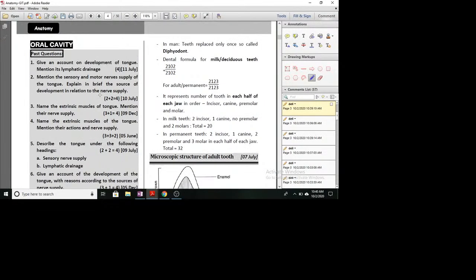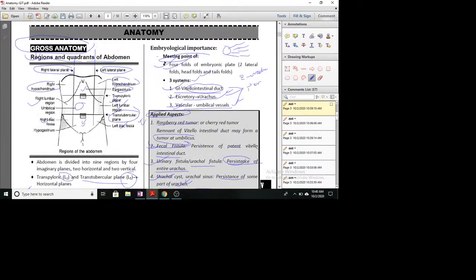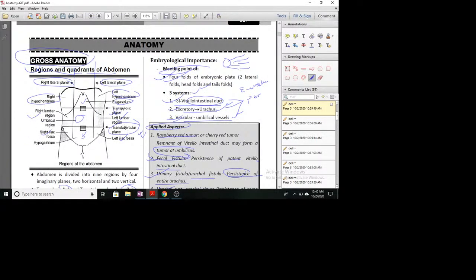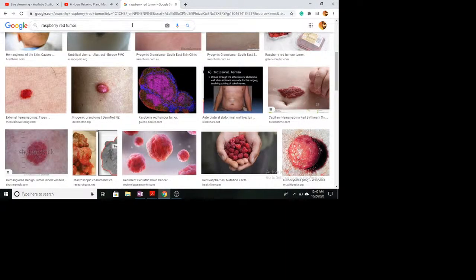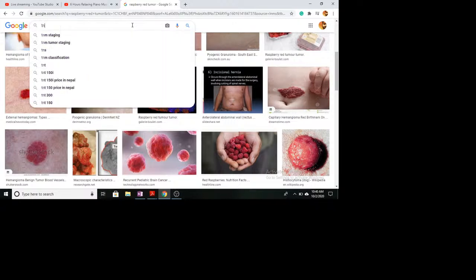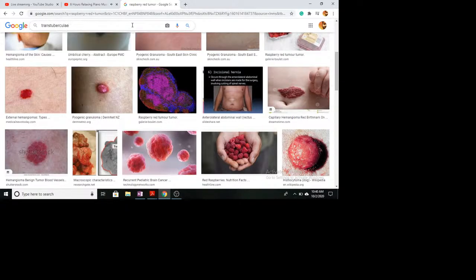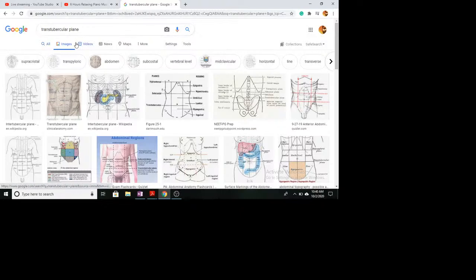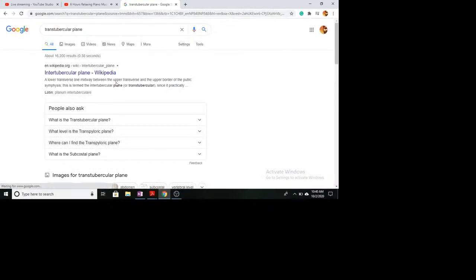So let's study the oral cavity. We already studied this. There are many things. First we're going to search for the transtubercular plane in Google. These are the figures, and we know the figure, but we need to know where it passes from. Obviously it is about the pubic symphysis. This is termed the intertubercular plane, the lower transverse plane, midway between the upper transverse.